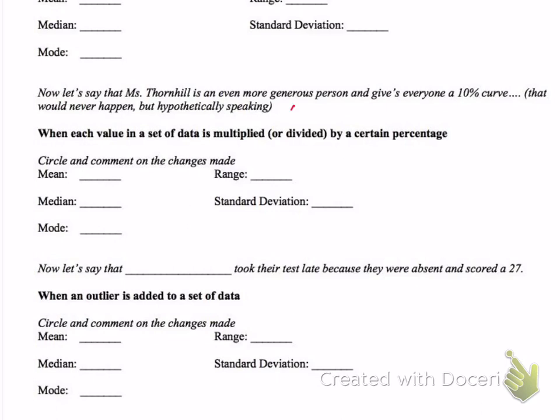1.1. 1.1 because I'm adding 10%. So type in your original data again, and then take every data point and multiply it by 1.1. That's giving everybody a 10% curve. You can just times it in the calculator. Okay, once you plug that in, what do you get for your mean?